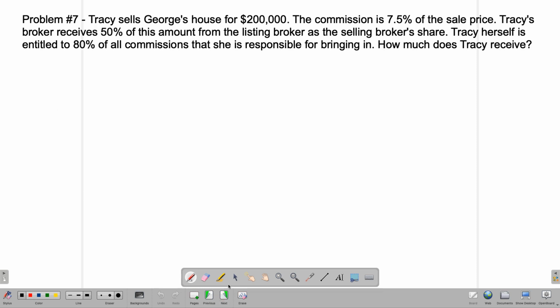All right, so problem number 7. We have Tracy sells George's house for $200,000. The commission is 7.5% of the sales price. Tracy's broker received 50% of this amount from the listing broker as the selling broker's share. Tracy herself is entitled to 80% of all commissions that she is responsible for bringing in. How much does Tracy receive? Once again, we have 3 different problems here, each of them going to be solved with the same part equals rate times base equation.